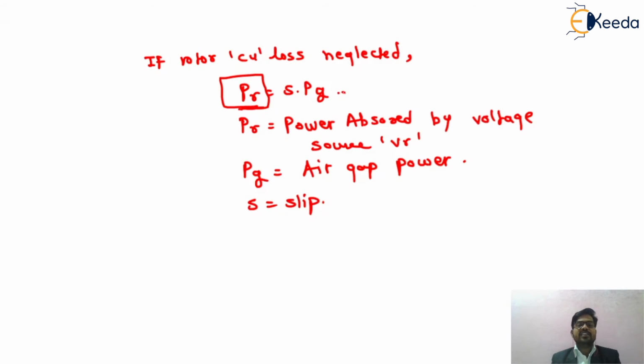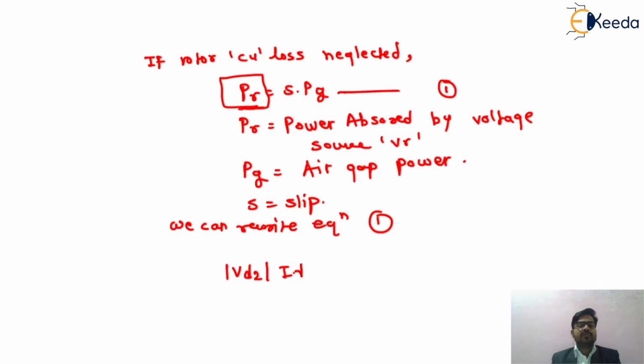So we can rewrite equation number 1. Now we can rewrite the equation of PR for this static Scherbius drive: VD2 into ID is equal to S into PG. So friends, from that equation we are getting the value of PG. We take the magnitude of the voltage VD2 divided by S. So this will be the value of your PG.